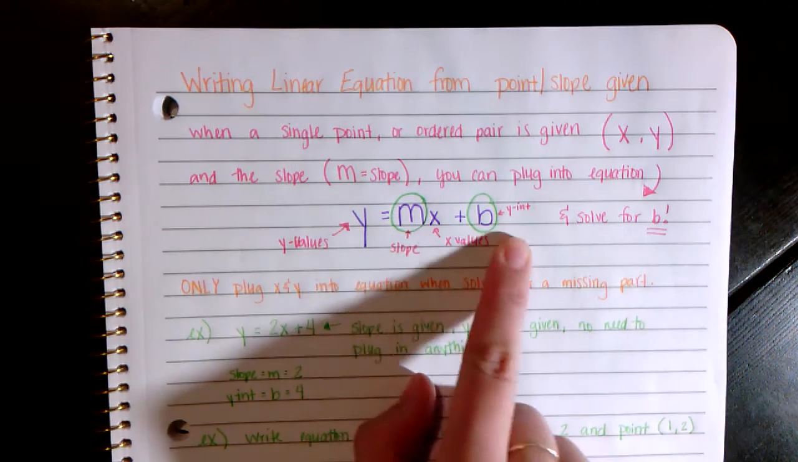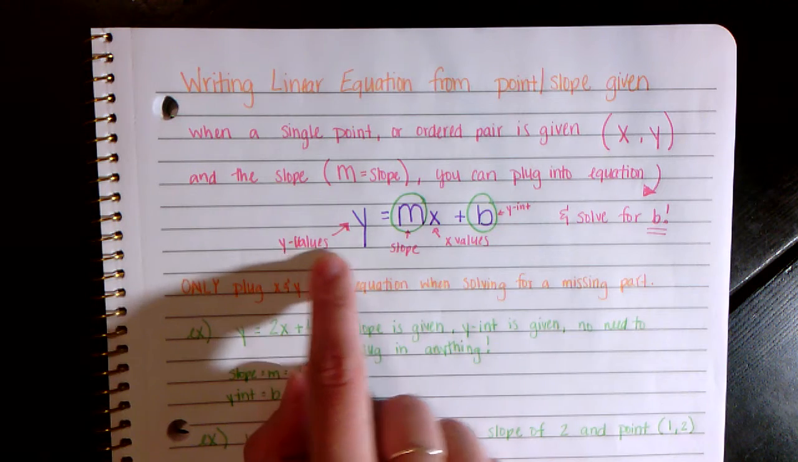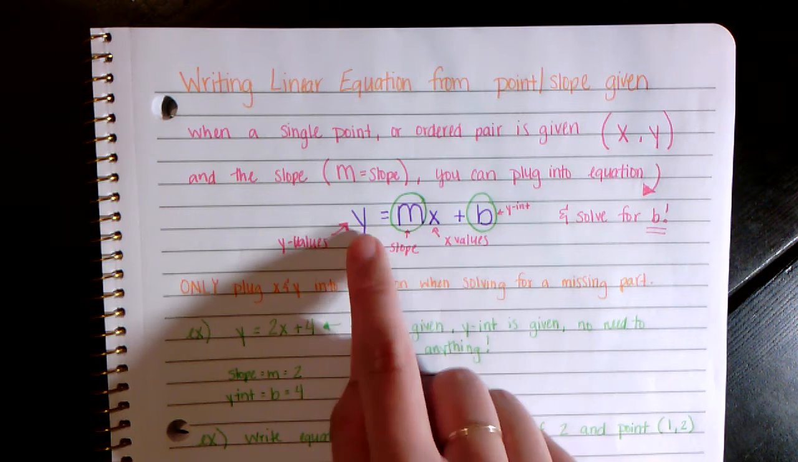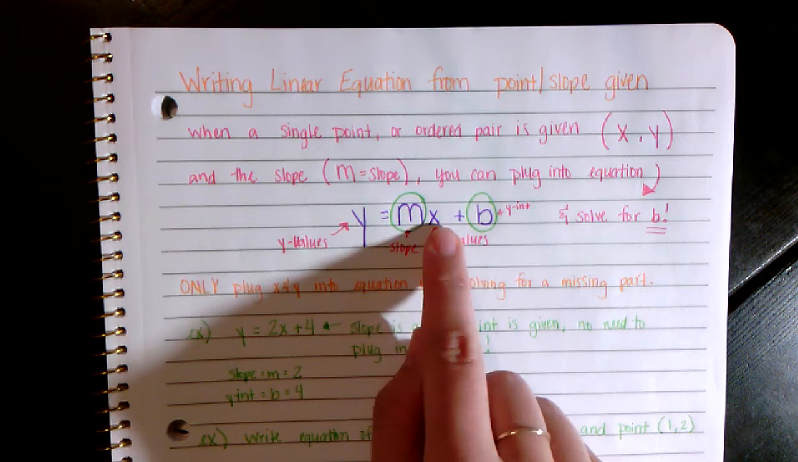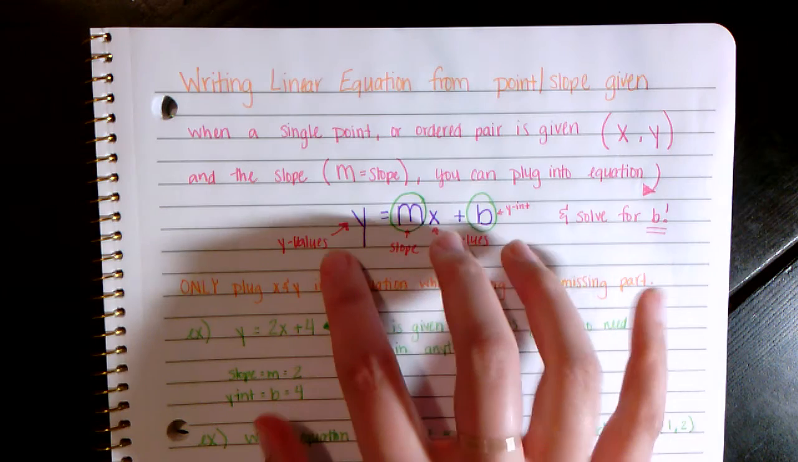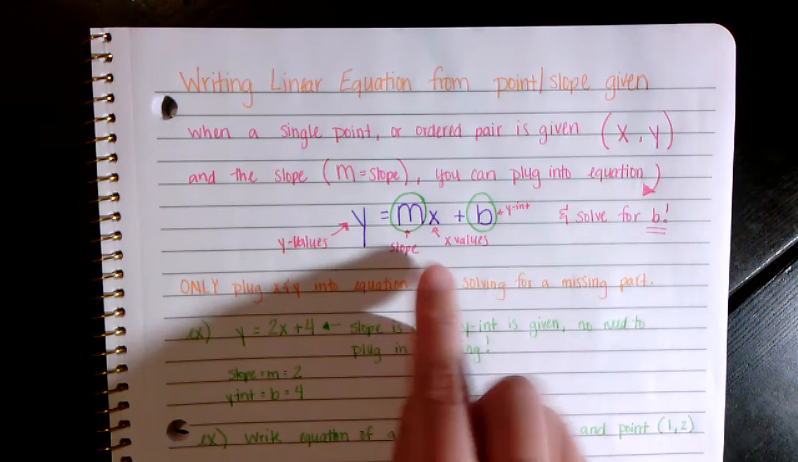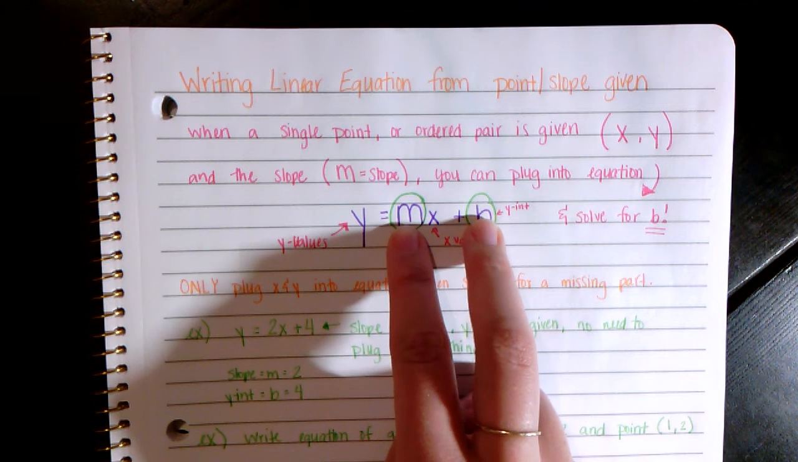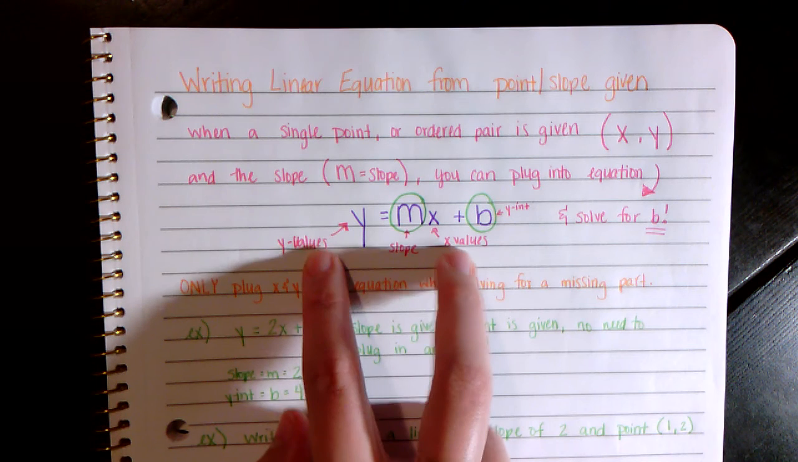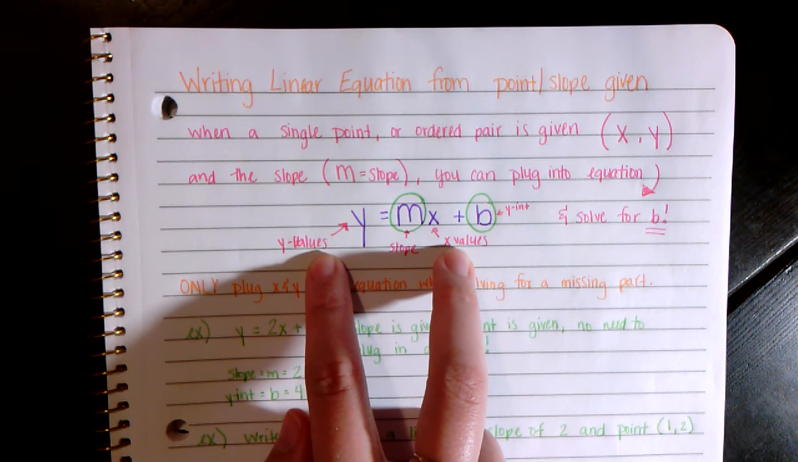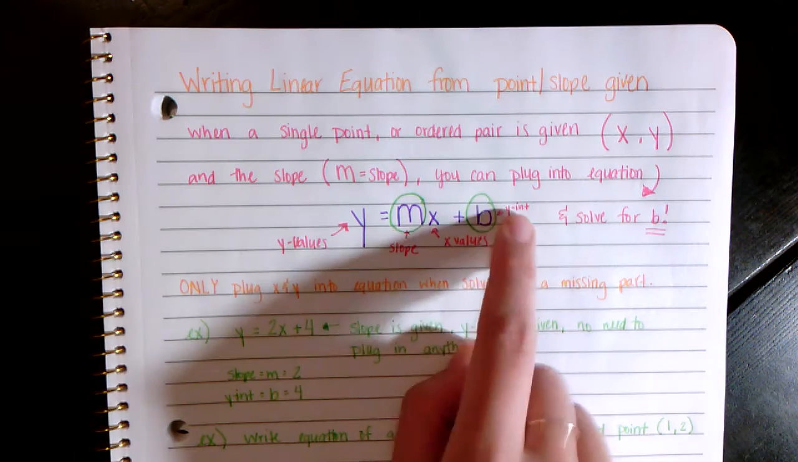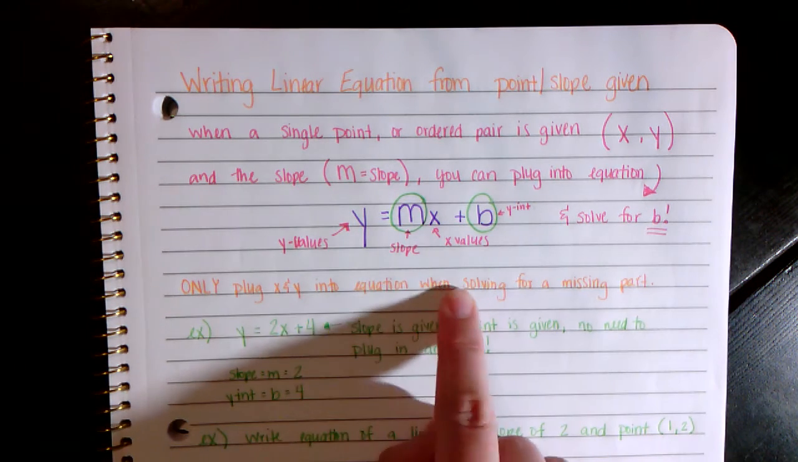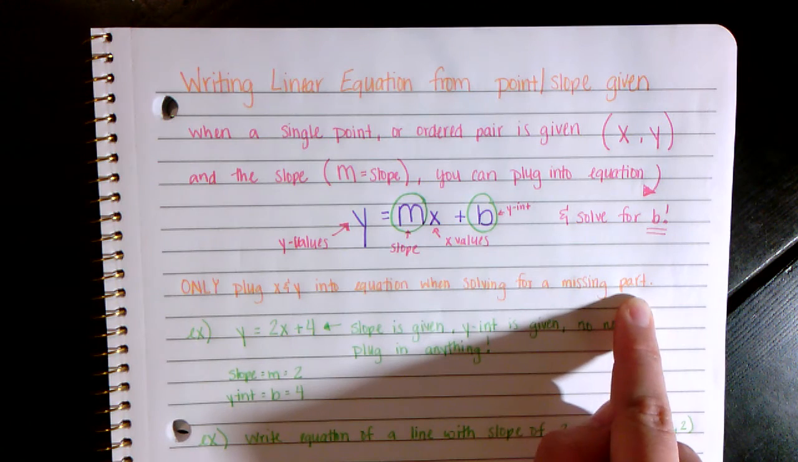So in this equation, if you have any y values or x values that have been given, they go in place of the x and the y. Normally you don't put anything there when you're just writing your equation. The only two numbers that you write are the m and the b. But if you're solving for the m or the b and you've got a point, an x and a y value, you do need to plug those in to solve for a missing part. So I wrote underneath it, only plug x and y into the equation when you're solving for a missing part.